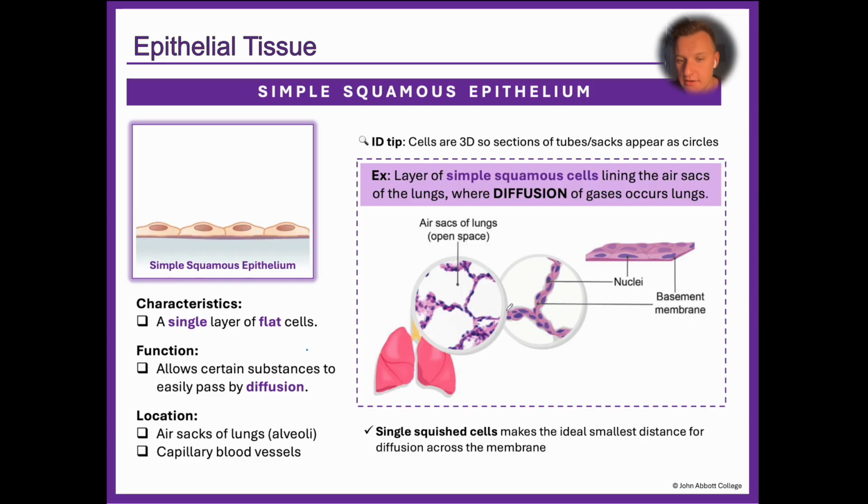Okay, so here I'm just going to pretend like here you have one sac and here's another one, right? And you see this one layer, and here you see simple cells. They're not thick, right? They're not cubes. They're thin, they're squishy. There's one layer-ish, right? So this is a simple squamous epithelium. So this is a single squished cell layer that makes it ideal for the smallest distances for diffusion across the membrane, right? We're able to diffuse across this membrane.